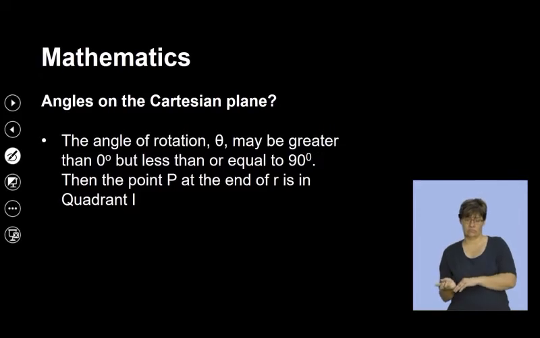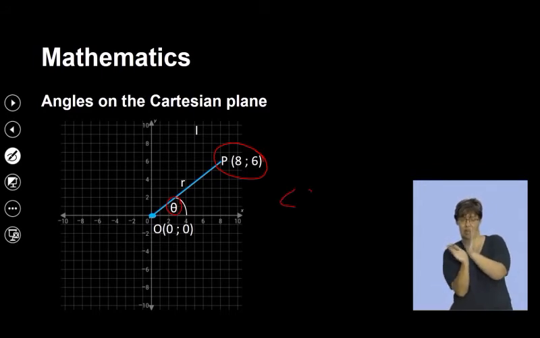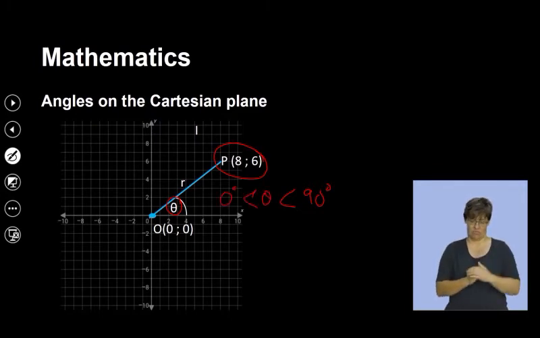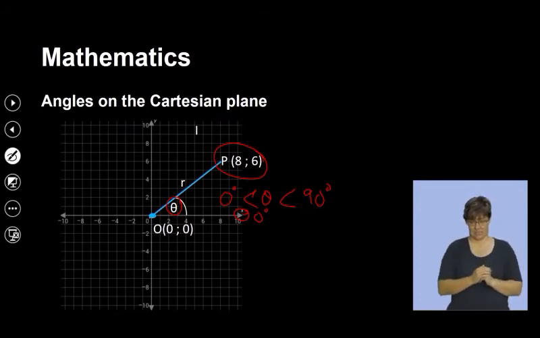The angle of rotation may be greater than 0 degrees but less than 90, or equal to 90 degrees. Then the point P at the end of R will be in quadrant 1. What do I mean by that? I mean that P will be placed in quadrant 1, because theta is less than 90 degrees but greater than 0 degrees. Why 0 degrees? Because on the positive x-axis, we normally start from 0 degrees going in an anti-clockwise direction.